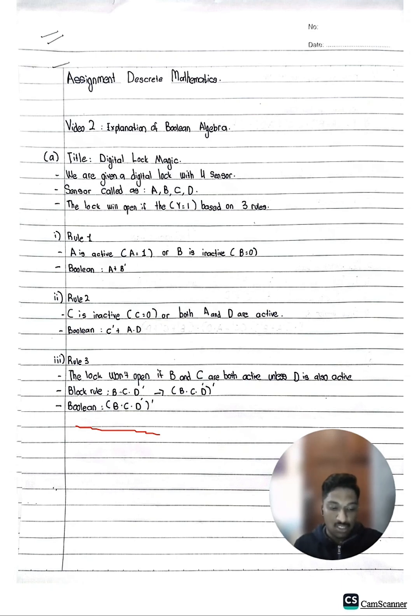Let me go to question 2, the Boolean expression for Y. The question says we have to combine the rules. This is rule 1, this is rule 2, and this is rule 3. So Y equals bracket A plus B bar, times bracket C bar plus A times D, times the bar of bracket B times C times D bar. That is the expression using Boolean algebra.